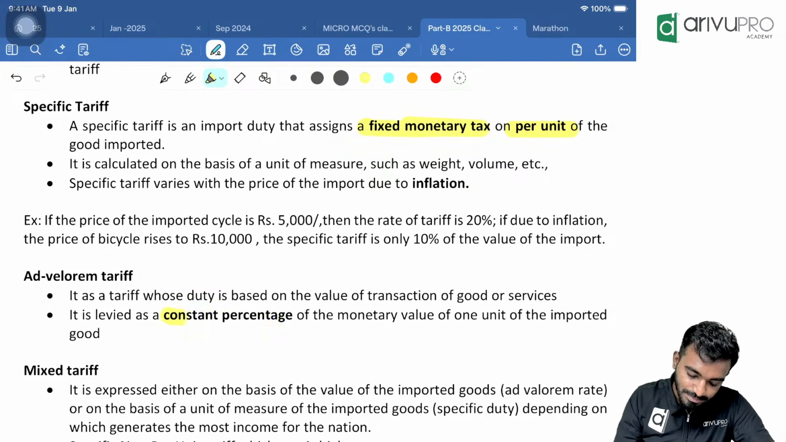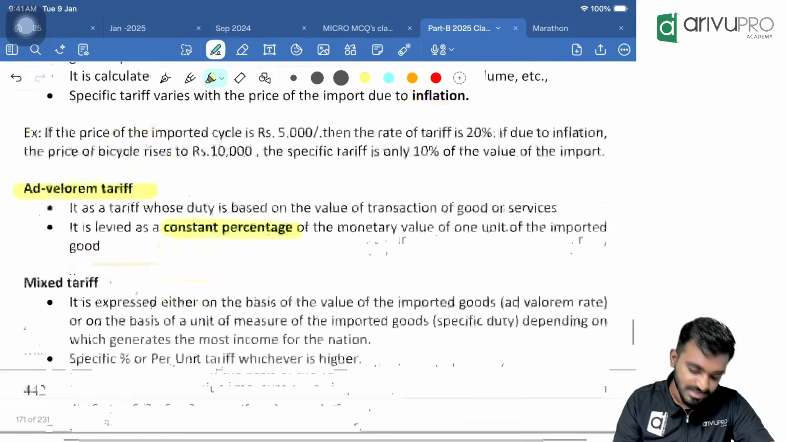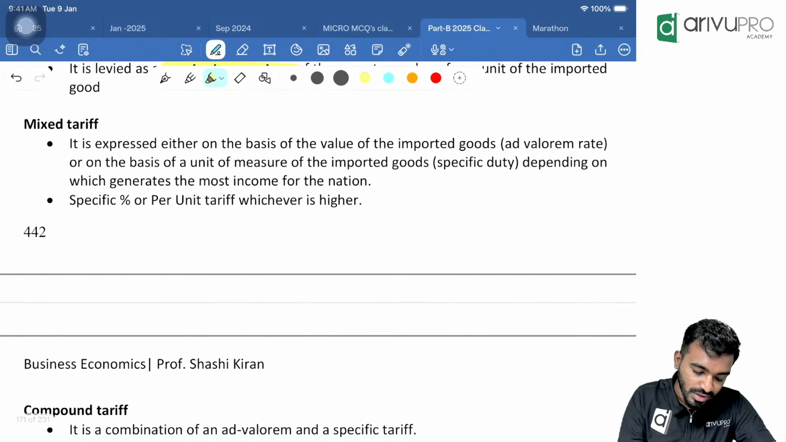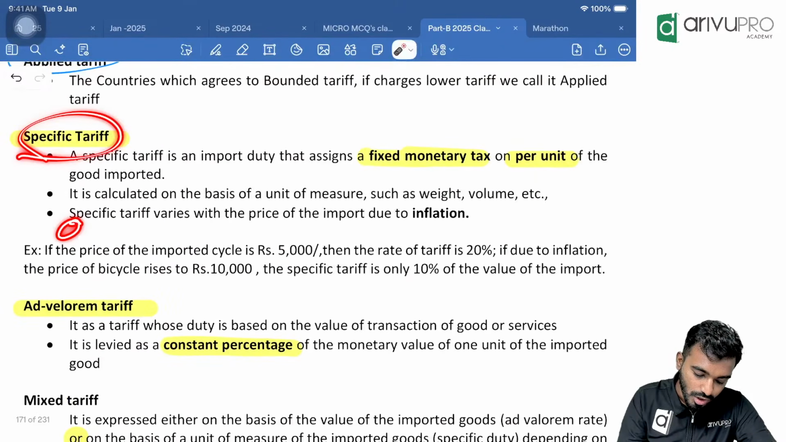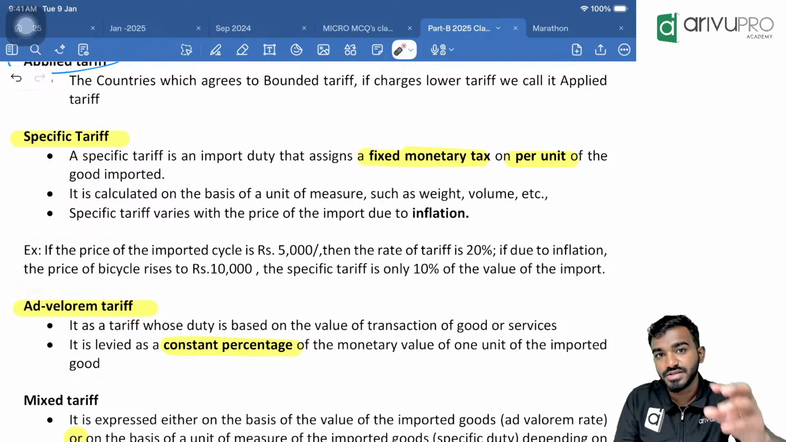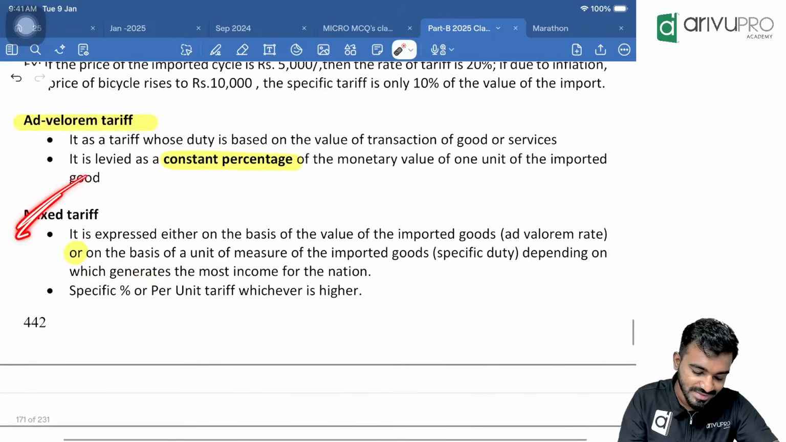And in the same way, a fixed percentage, constant percentage, is ad valorem. Fixed monetary value is specific. Mixed tariff, you just need to remember this word: or. That means we'll calculate both, specific or we will calculate ad valorem. Whichever brings more revenue to the government, that is called mixed tariff.